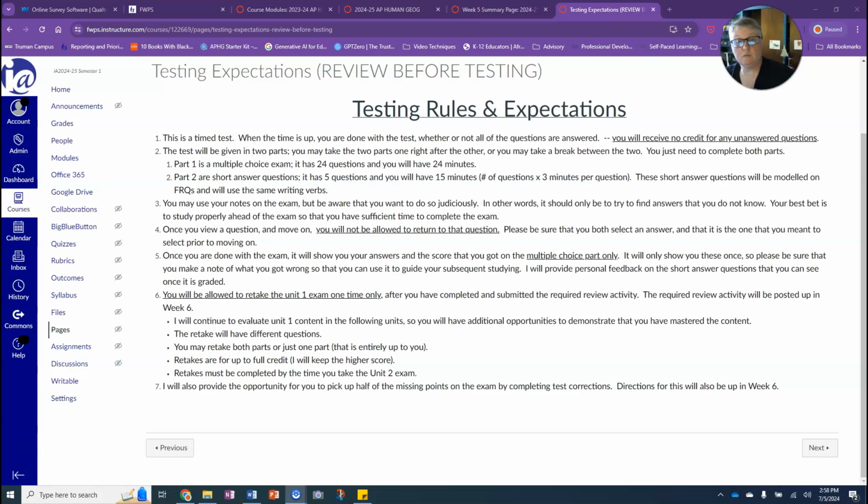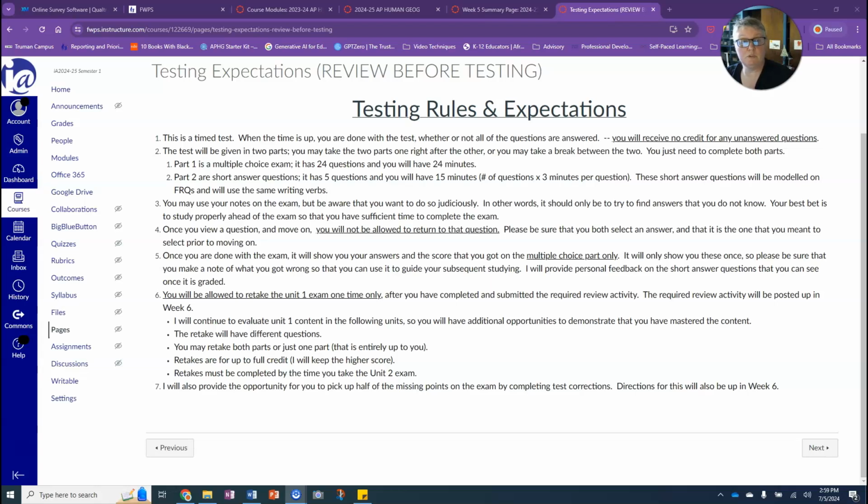All right, so testing rules and expectations. First of all, this is a timed test. When the time is up, you are done with the test whether or not all questions are answered. You will receive no credit for any unanswered questions. The test is given in 2 parts. You may take the 2 parts, one right after the other, or you may take a break between the 2. You just need to complete both parts.